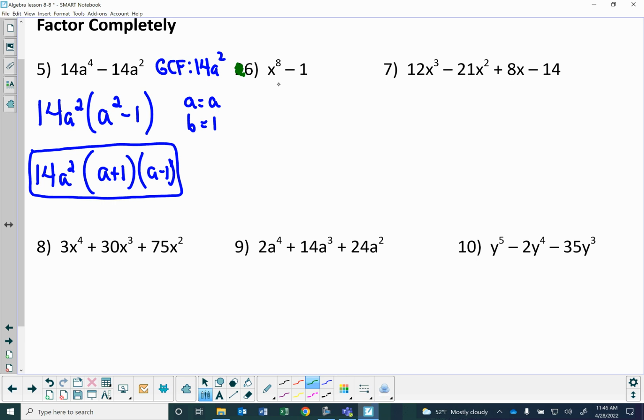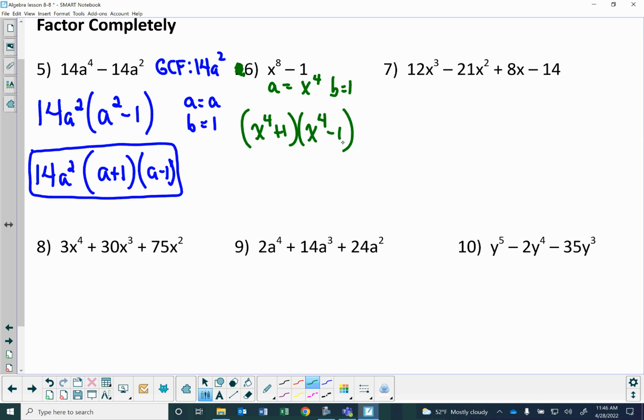So my a term, remember, you always divide your variables in half, so 8 divided by 2 is 4, so that's going to give me x to the 4th. My b term is 1. So I have x to the 4th, it's x to the 4th, not x plus 4. I'm having a really hard time with that today. X to the 4th plus 1 times x to the 4th minus 1.